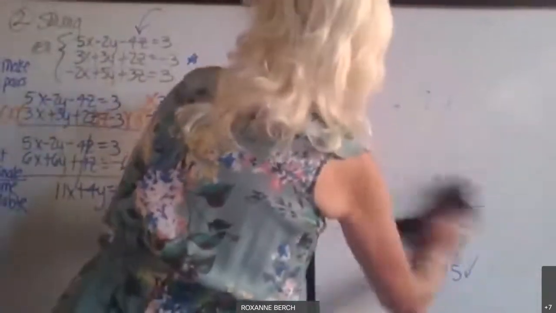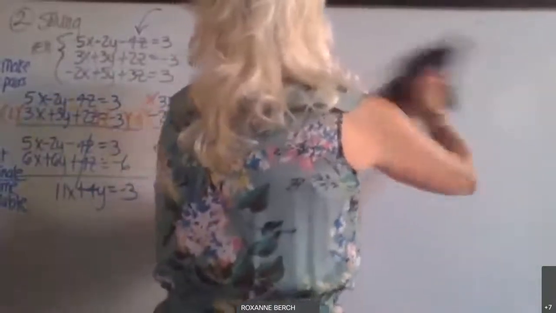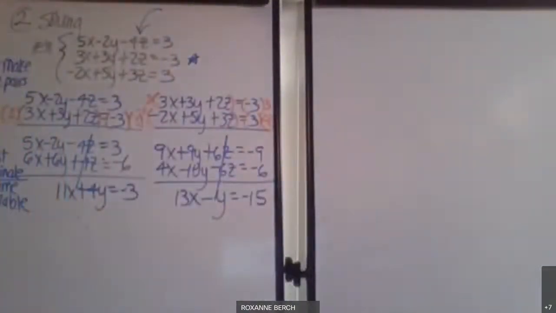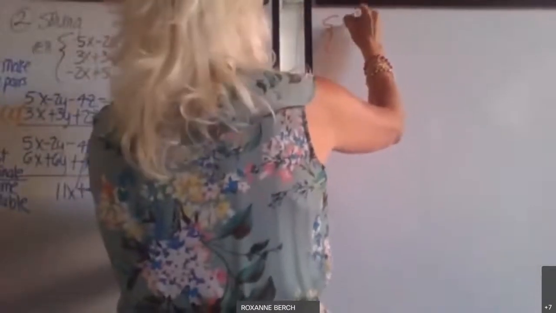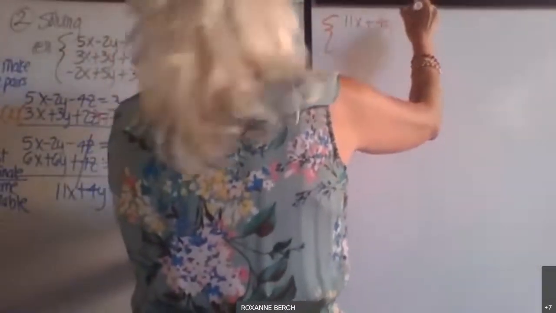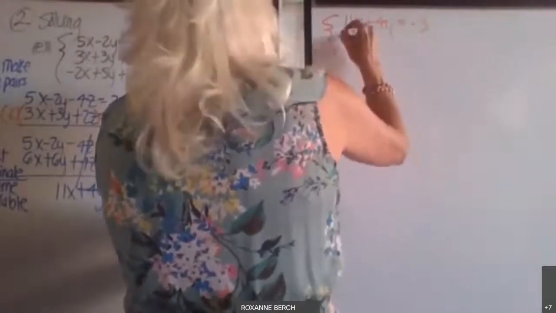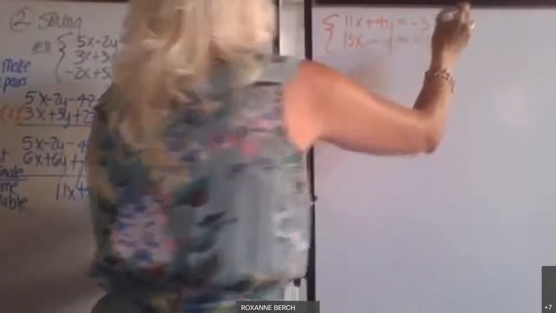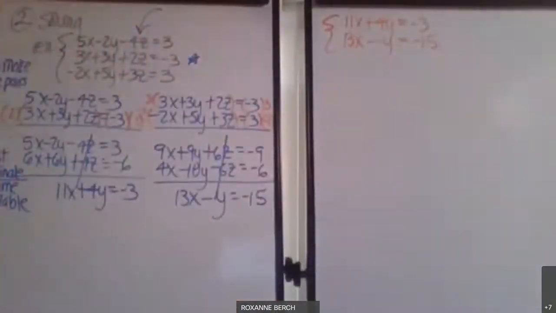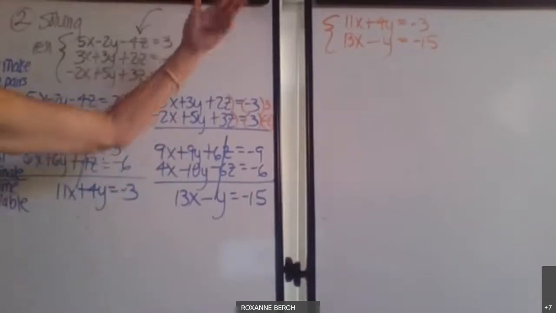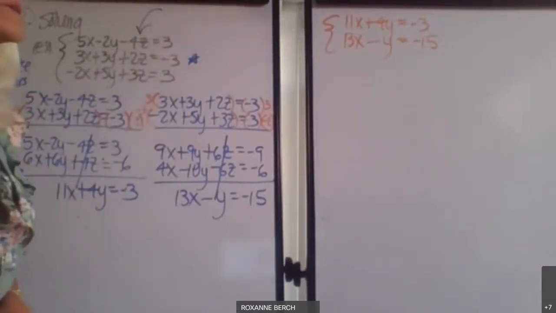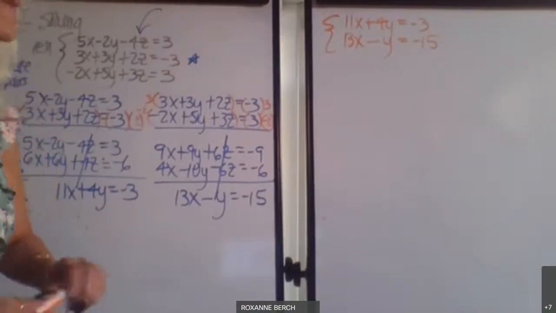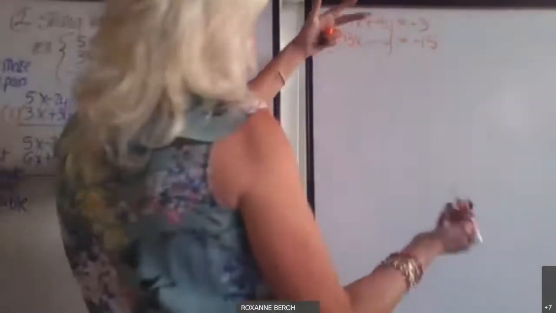And so basically, all that work we just did was for lesson 7.2. Now we're back to lesson 7.1. So you have a system in two variables, 11x plus 4y equals -3. And you have 13x minus y equals -15. And now you have to decide, what do you want to eliminate? I'm going to use addition, and I'm going to multiply the bottom by 4 and eliminate y.